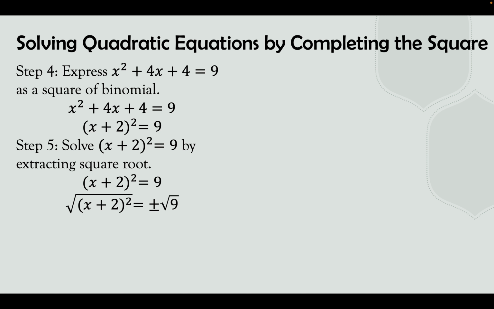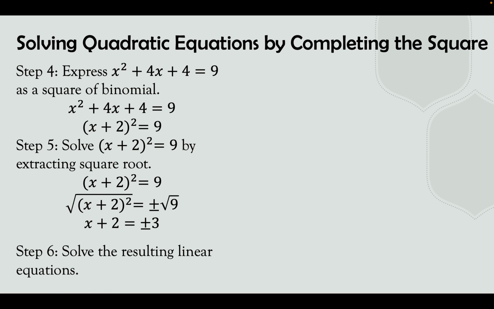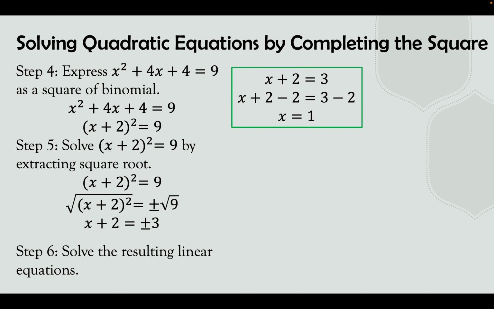So we have the square root of (x + 2)² equals positive and negative square root of 9. So we have x + 2 equals positive and negative 3. So we need to solve the resulting linear equation. The first solution: x + 2 = 3. Now we need to isolate x, so we subtract both sides by 2. So we have x = 1.